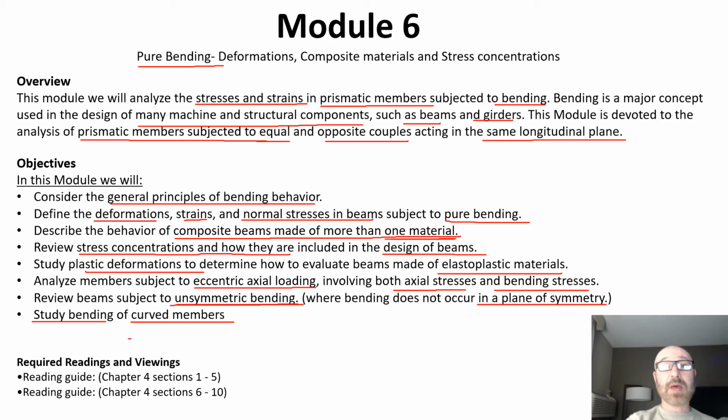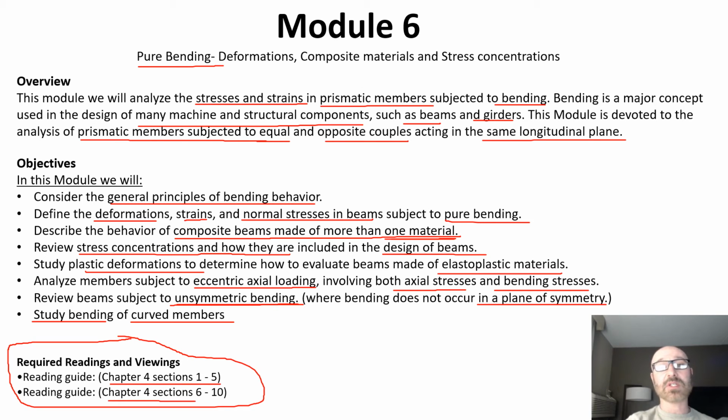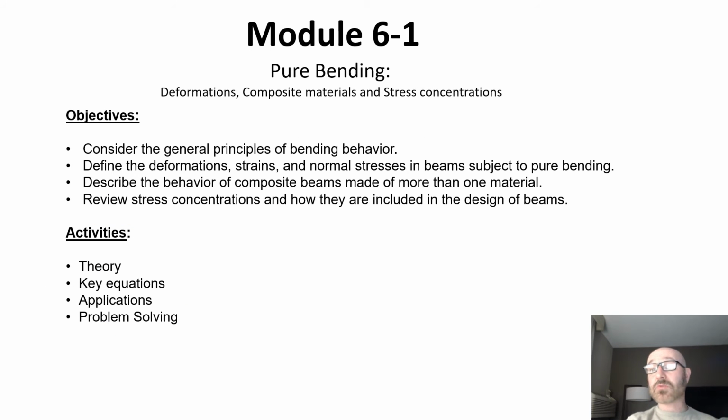Now, as this relates back to our textbook, your reading guide for Chapter 4 is going to be Chapter 4, Sections 1 through 5, and then Chapter 4, Sections 6 through 10 for Modules 6.1 and 6.2. So we're going to break this down into two sections within Module 6.